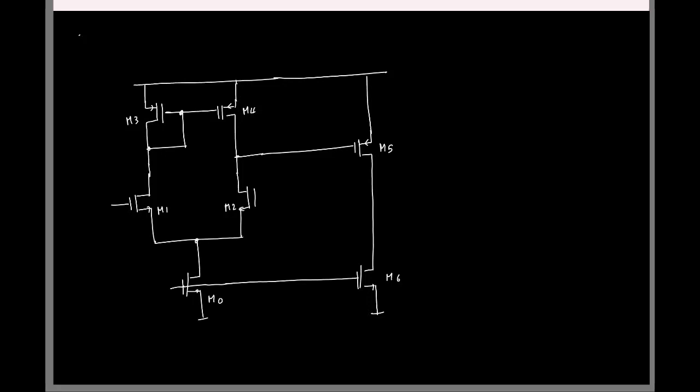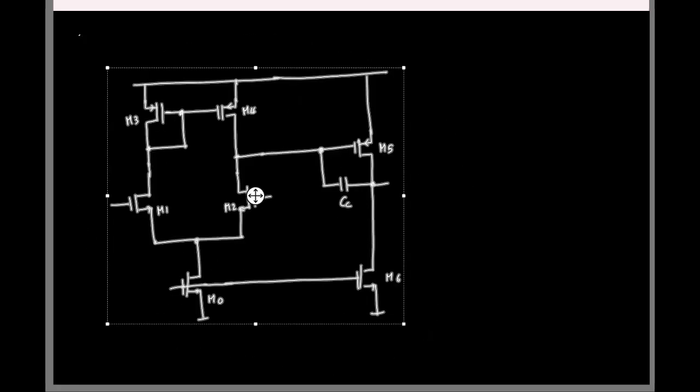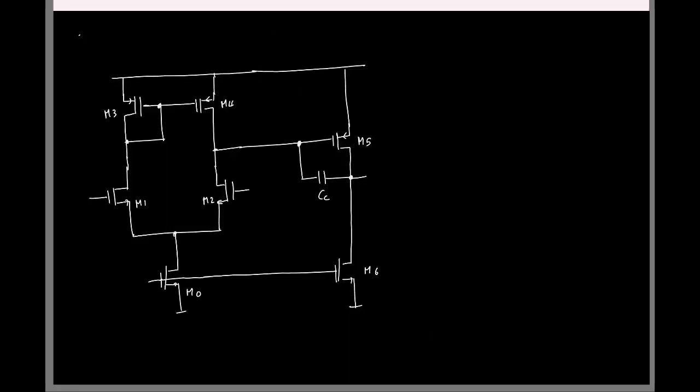So we need to compensate. Where do I put the capacitor, CC? I should put the capacitor around the second stage, right? Between the input and output of the second stage, between the gate and drain of M5. Okay. And this is my CC. So this is the output. So first let's find out the operating point voltage. What do you think will be the operating point voltage at the output?